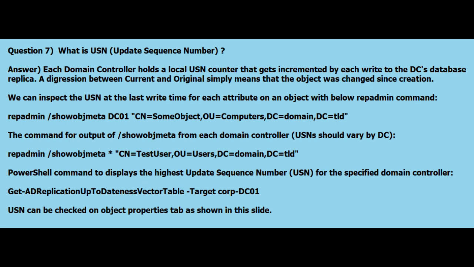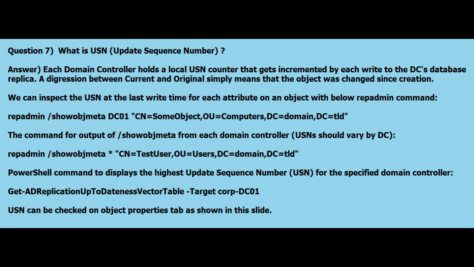We can inspect the USN at the last write time for each attribute on an object with the below repadmin command. Repadmin /showmeta DC01 CN=some object, OU=computers, DC=domain, DC=TLD. The command outputs showmeta from each domain controller; USNs should vary by DC. Repadmin /showmeta * CN=test user, OU=users, DC=domain, DC=TLD.